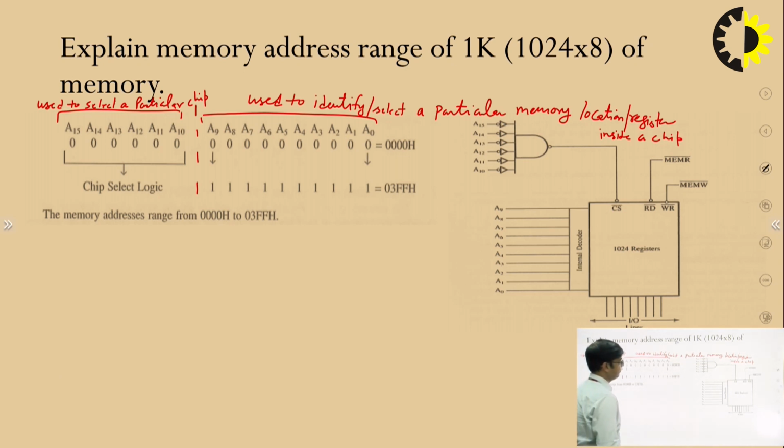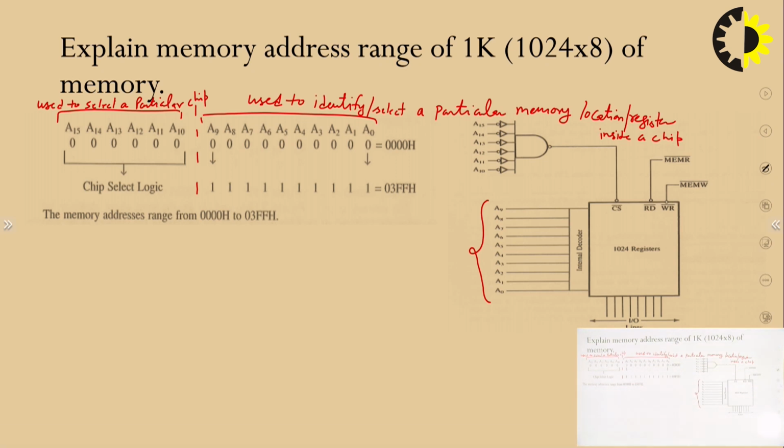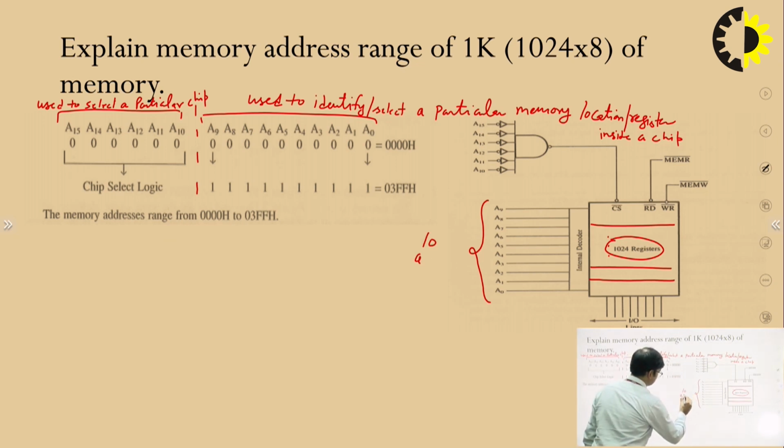Here on the right hand side, we can see that the address lines A9 to A0 are used to identify a particular memory location inside a memory chip. Here we have various memory locations inside this memory. As it has been mentioned here, there are 1024 memory locations or 1024 registers. So to select any particular memory location out of these 1024 memory locations, we need 10 address lines. These are 10 address lines.